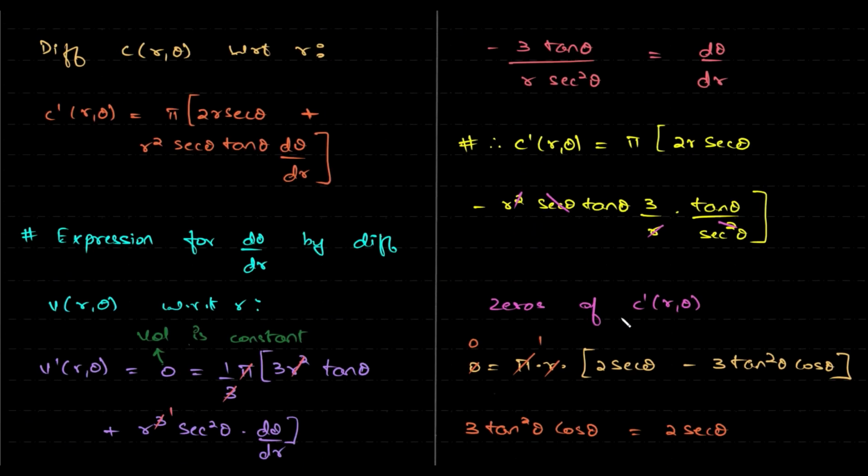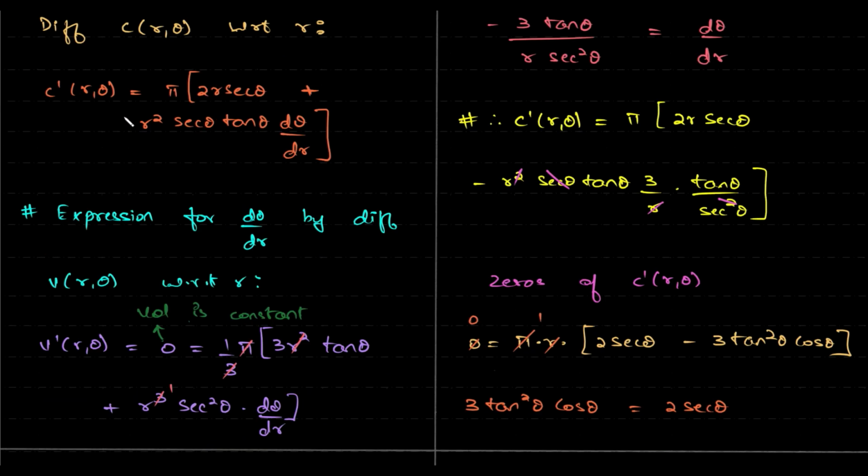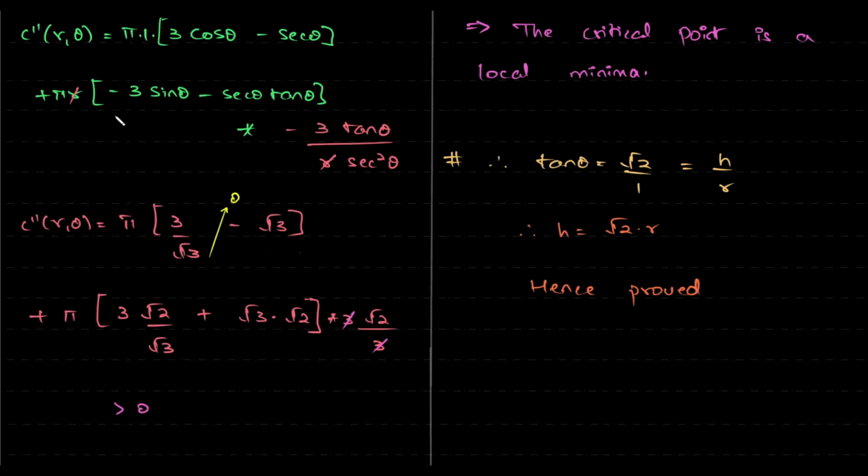Where is it? Right, that's the question, I guess. Altitude is equal to root 2 times the radius of the base. Altitude is equal to root 2 times the radius of base. Why miss that, right? It's a very big answer. Let's not give even the smallest chance to lose any mark.